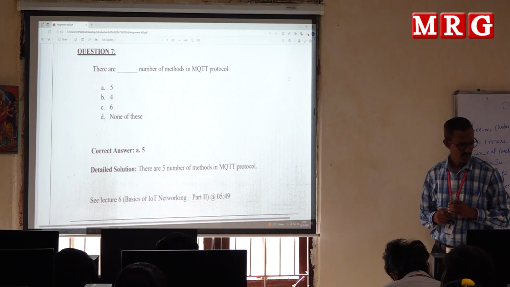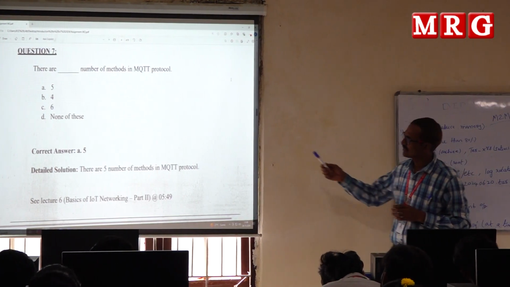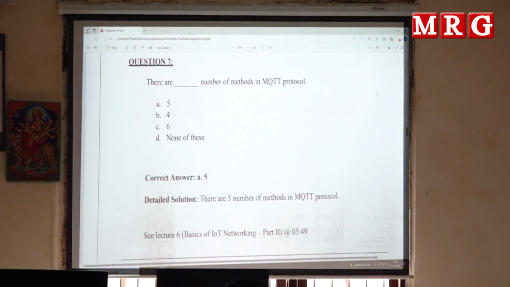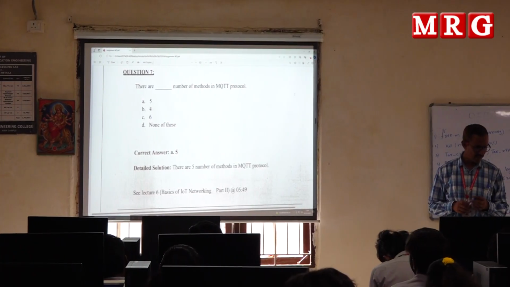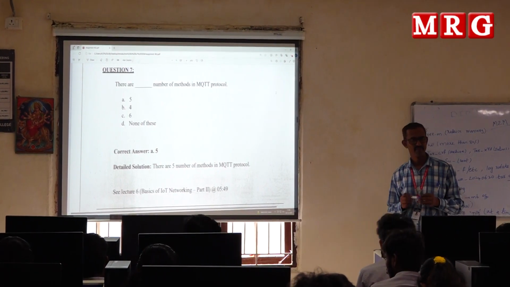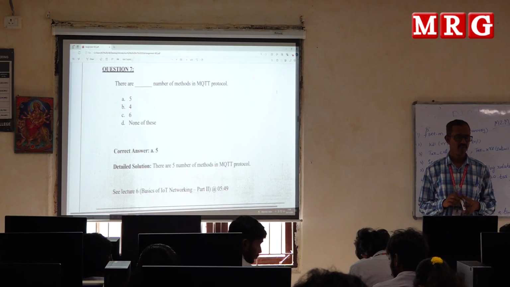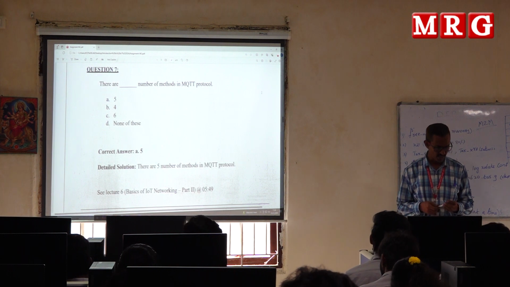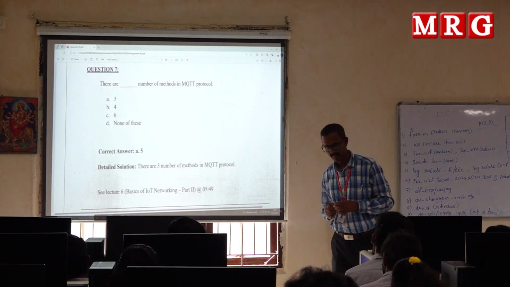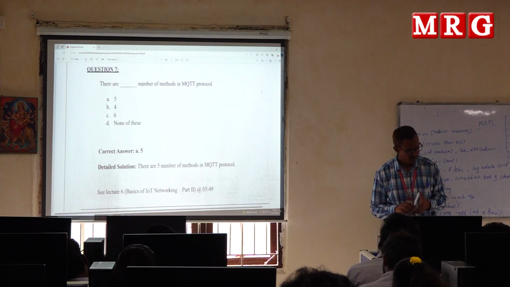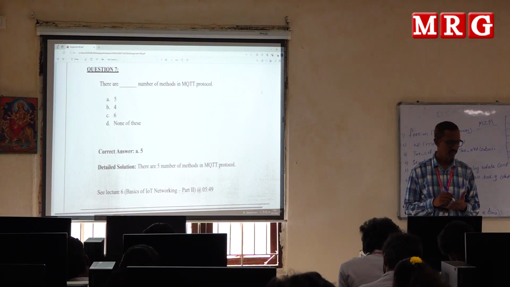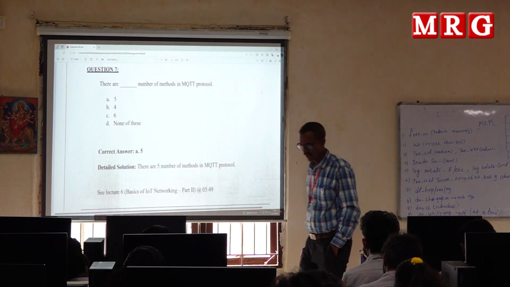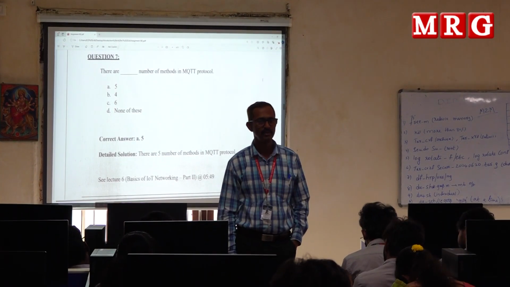So for MQTT, the answer is 5. What are the 5? 5 methods are there. Note down. There are 5 methods in this protocol: connect, publish, subscribe, unsubscribe, and disconnect.